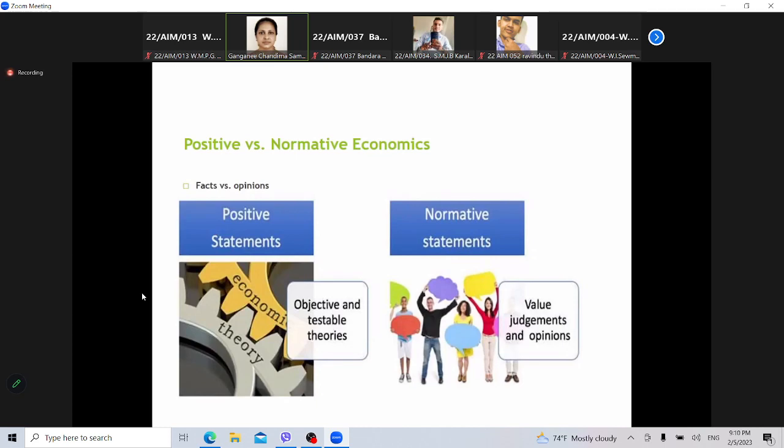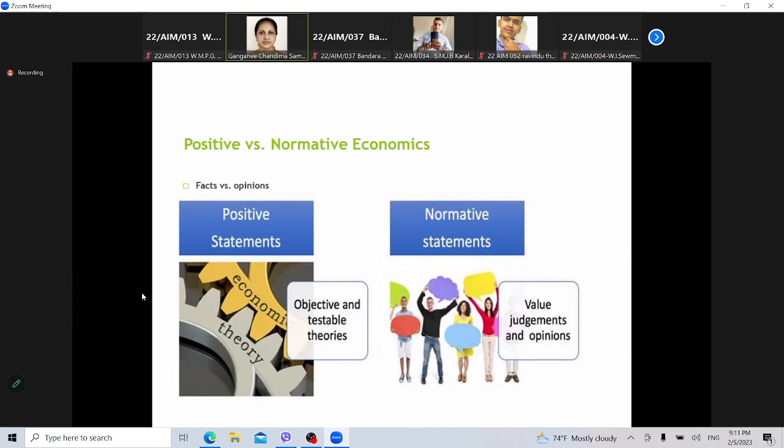Positive statements, you know, we have many theories. In positive statements, you have objectives and you are testing theories. You already have theories in positive economics. But in normative economics, you have to have opinions and judgments of people. What you are doing is using surveys. You are getting judgments from the people's view, getting opinions from the people. But in positive economics, they should see the theories only. So they are testing theory. Let's say demand theory, they are testing the theory. Supply theory.